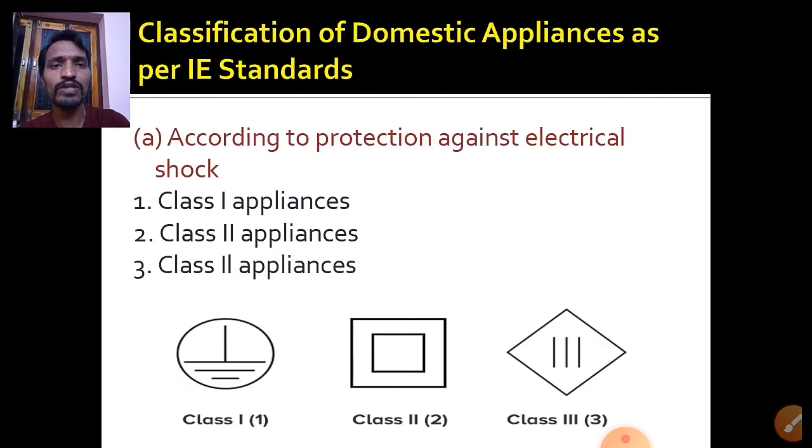Now coming to today's topic. Today's topic is classification of domestic appliances as per IE standards. How are domestic appliances classified regarding IE standards? Number one is according to protection against electrical shock. To avoid electrical shock, these appliances are classified into three categories: class 1 appliances, class 2 appliances, and class 3 appliances.